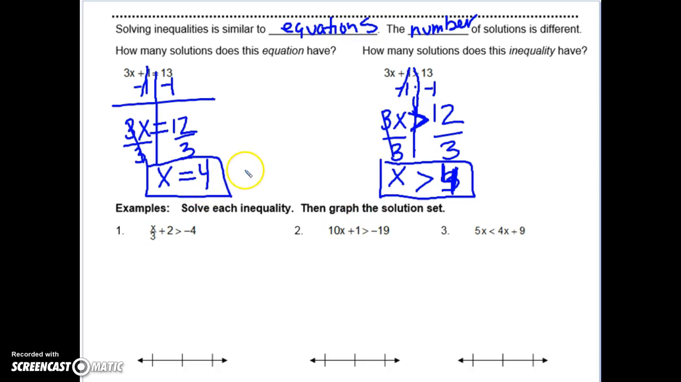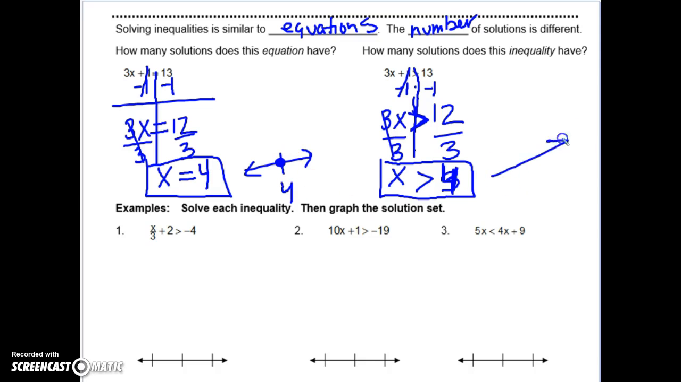So in the equation, if I were to graph this on the number line, the only answer I have is 4. x is 4. End of story.